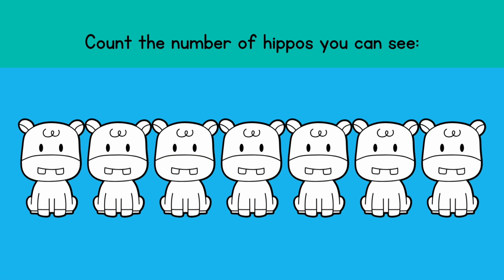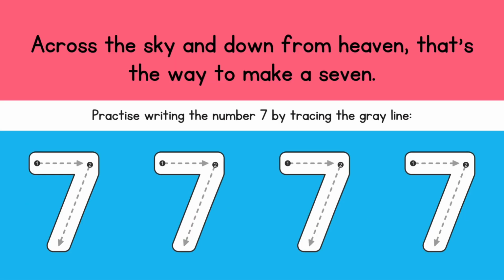Count the number of hippos you can see. 1, 2, 3, 4, 5, 6, 7. Across the sky and down from heaven, that's the way to make a 7. So practice writing the number 7 by tracing the grey line on your notebook.